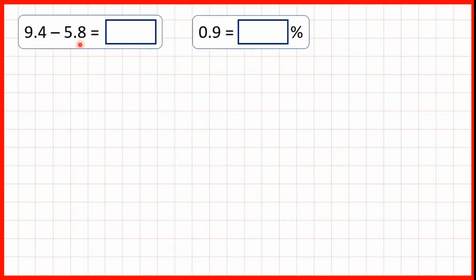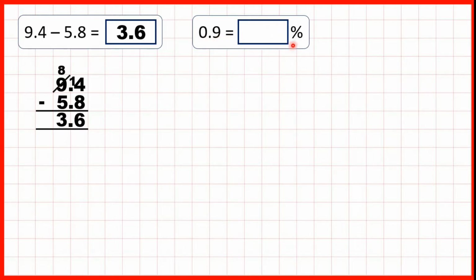9.4 minus 5.8. So we can set this out as a column subtraction, making sure that our decimal points are lined up. Now, so that we don't forget, let's copy down the decimal point into our answer straight away. So now we can subtract as we normally would. We can't do 4 minus 8, so we go to the left, 1 less, 1 in front. 14 minus 8 is 6, and 8 minus 5 is 3, so our answer is 3.6.